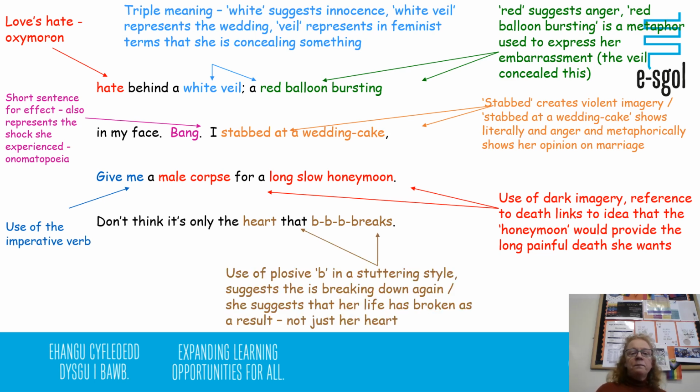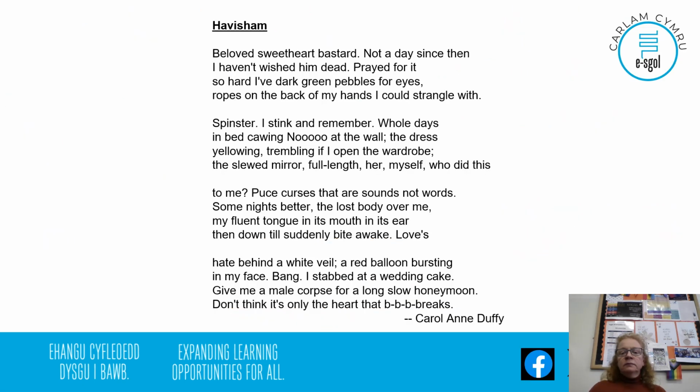And then we've got the plosive "b" here. "Don't think it's only the heart that b-breaks." So she's stuttering. She's finding it hard to express herself, as we've already talked about. She's got sounds, not words, coming through. But you've also got that symbolic representation that this is breaking everything that she was wanting. So her entire life has broken around her, not just her heart.